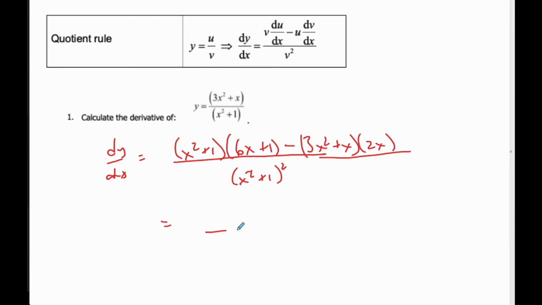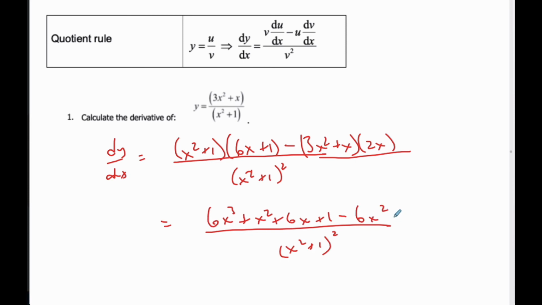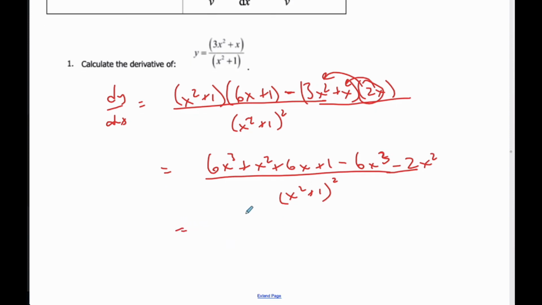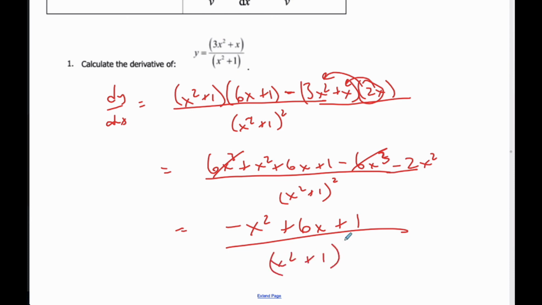And then if I collect like terms, I get x squared plus 1 squared. I get 6x cubed plus x squared plus 6x plus 1 minus 6x squared minus, oh sorry, this is 6x cubed minus 2x squared, when I multiply the 2 here, and I use my subtraction sign. So be careful of the subtraction sign, you have to distribute it across. And so then I end up with, oh, those cancel away happily, and I get a negative x squared plus 6x plus 1 over x squared plus 1 all squared.